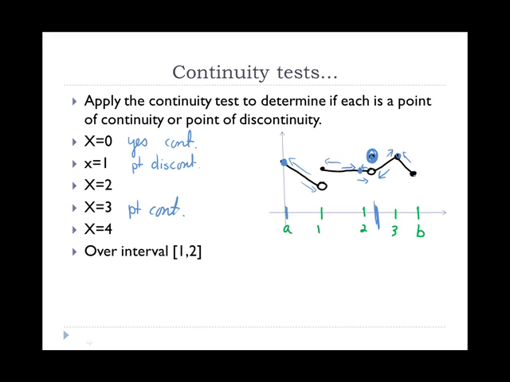X equals 4 is at an endpoint. As I approach from the left, I hit my endpoint. I don't have to worry about approaching from the right. That is a point of continuity.